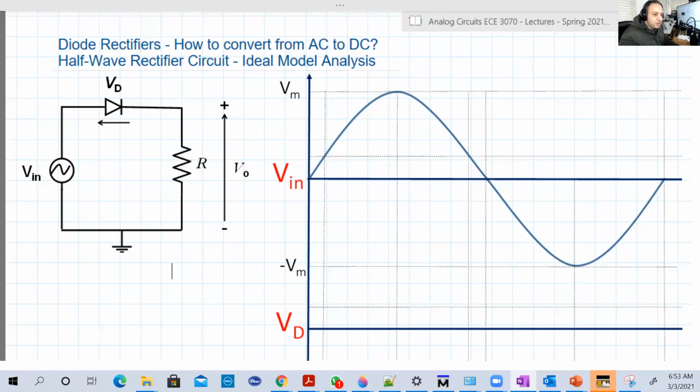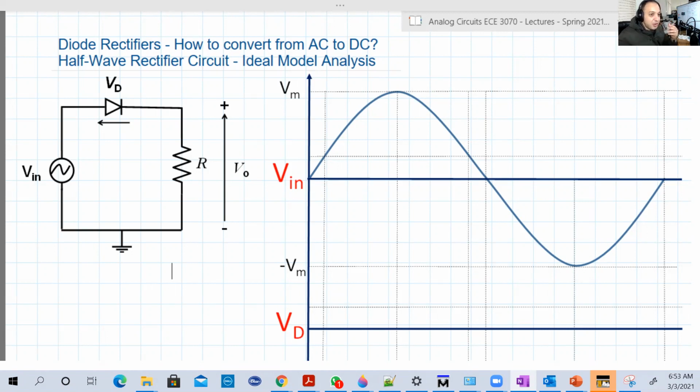Hello, guys. So let's continue our discussion about rectifiers, diode rectifiers. So we take this circuit from last time, and we discovered that this circuit really produces some sort of DC. Okay, and we said that the ideal diode model, in which the diode forward bias voltage would be just zero, is really very good for such circuits.